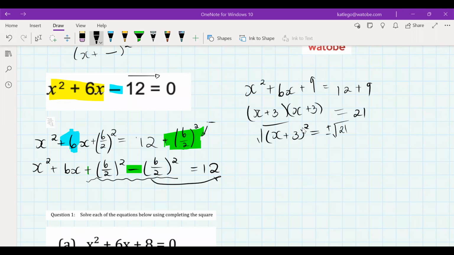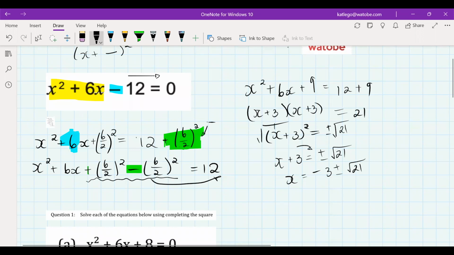So on the left-hand side, our square root and square will just cancel each other out. So you'll be left with x plus 3 is positive or negative, the square root of 21. Transpose your 3. So it's going to be negative 3 is positive or negative, square root of 21. For now, you can leave it this way. If they ask for 2 decimal places, you just use your calculator.